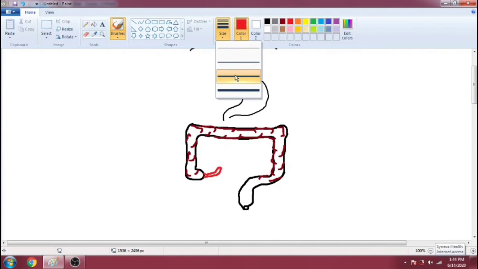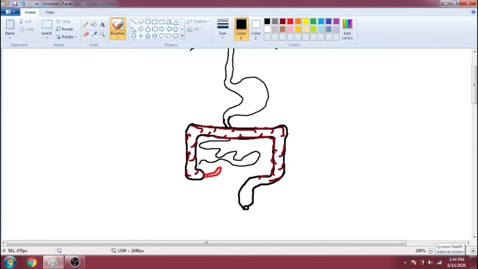Appendix is vestigial in humans. It was functional in our ancestors, and it is still functional in all herbivorous animals. Now we need to draw the small intestine. There is no fixed shape to the small intestine because it is a 6 meter long coiled tube, so it is coiled in any position, any way. Sometimes the folding is very different. So here I will just draw tube like structures, that is the small intestine.